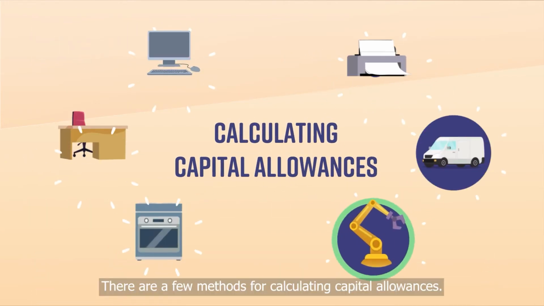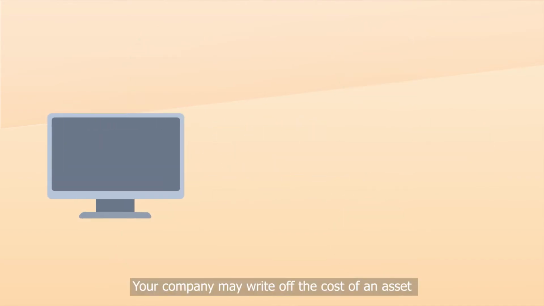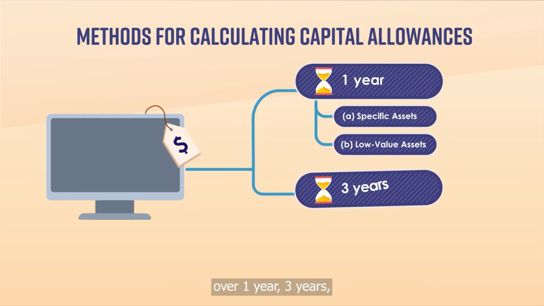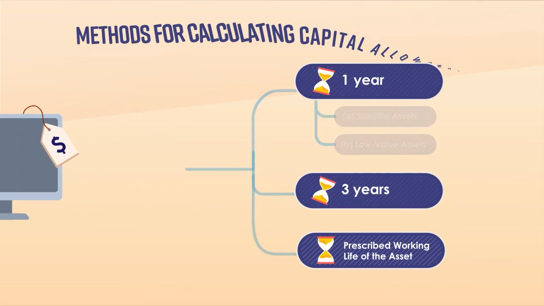There are a few methods for calculating capital allowances. Your company may write off the cost of an asset over 1 year, 3 years, or over the prescribed working life of the asset. Let's go through each method one by one.